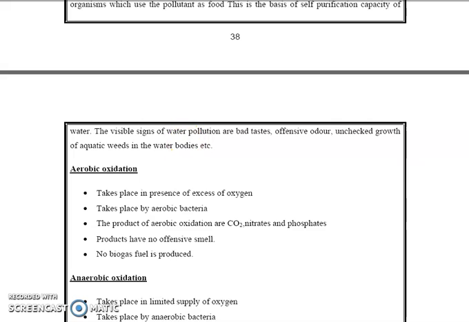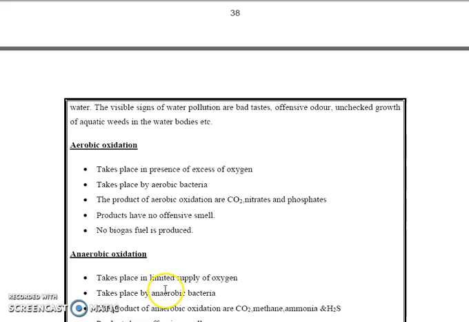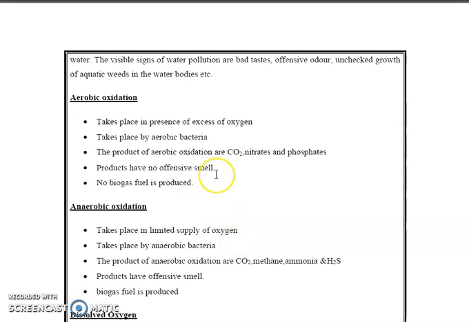First, what is the difference between aerobic oxidation and anaerobic oxidation? Aerobic oxidation takes place in the presence of an excess amount of oxygen. Then it takes place by aerobic bacteria. Third, the products of aerobic oxidation are carbon dioxide, nitrate, phosphates, etc. These products have no offensive smell. Fifth, no biogas fuel is produced. That is aerobic oxidation.